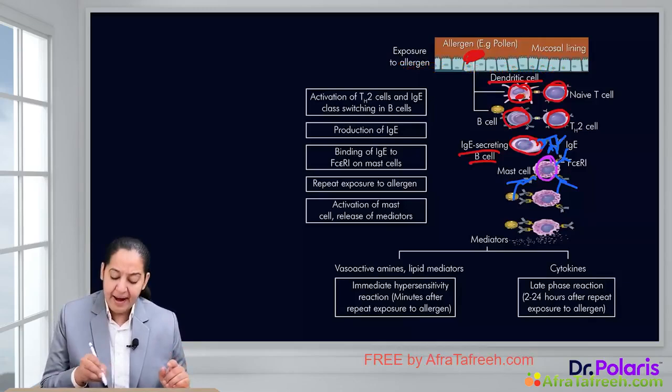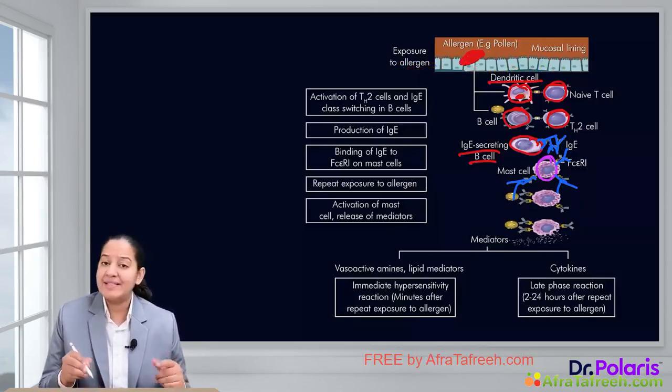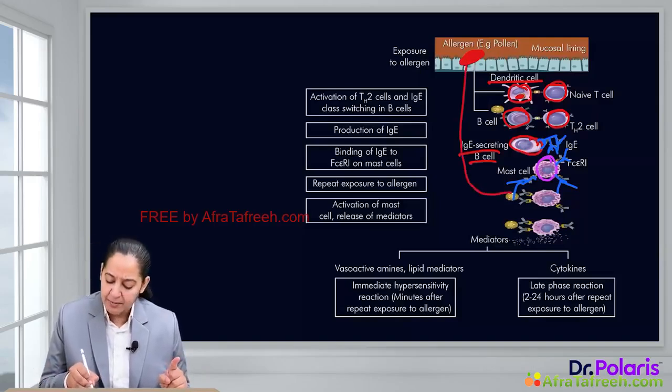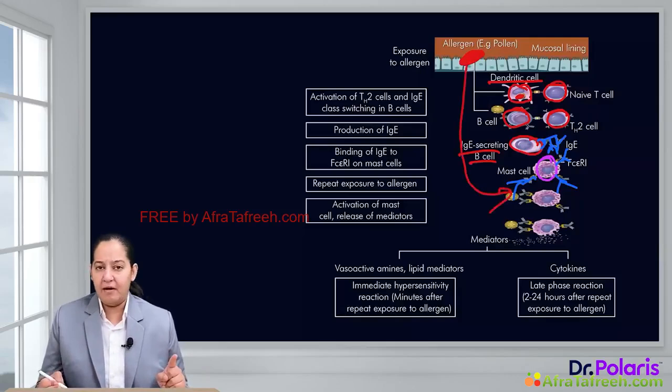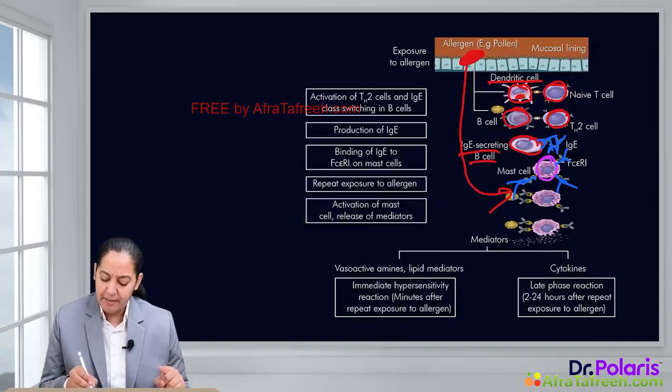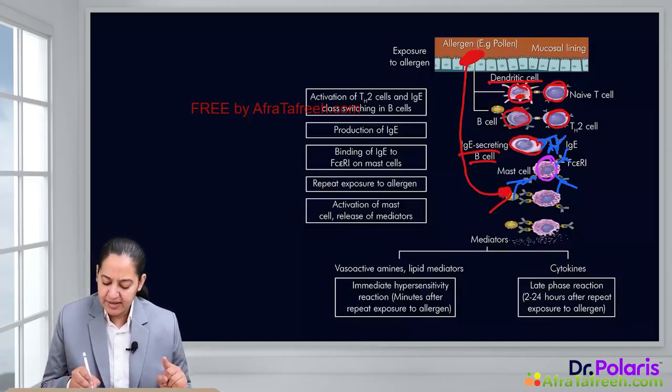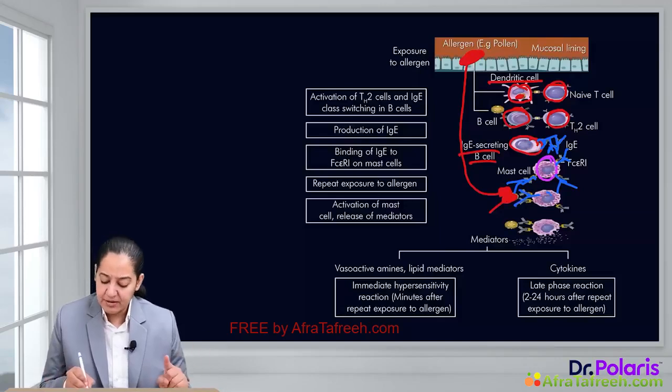Now when the same antigen enters the human body a second time or subsequent time, this antigen will directly go to the antibody which is already formed by the previous immune response. So antigen will directly bind with the surface of the antibody which is already present on the mast cell. So here you can see antigen is binding on the surface of the antibody which is already present on the surface of the mast cell.